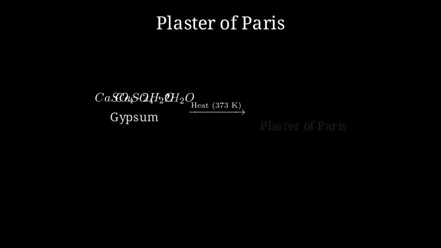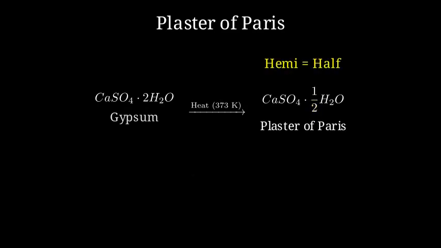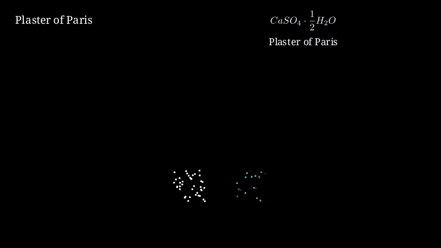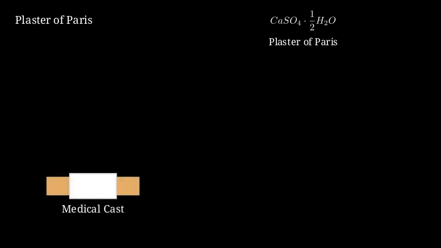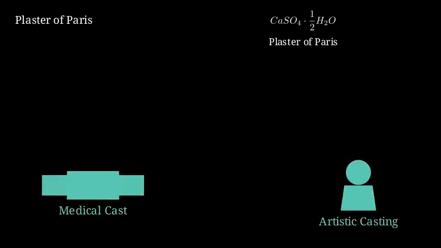Finally, let's look at plaster of Paris. It's made from gypsum, calcium sulfate with 2 water molecules. If we heat gypsum carefully to exactly 373 Kelvin, it loses some of its water and becomes calcium sulfate hemihydrate, plaster of Paris. The hemi means half. It's a white powder that, when mixed with water, reabsorbs those water molecules to turn back into hard, solid gypsum. This is why doctors use it to set broken bones and artists use it to make casts. It's a material that remembers its past.